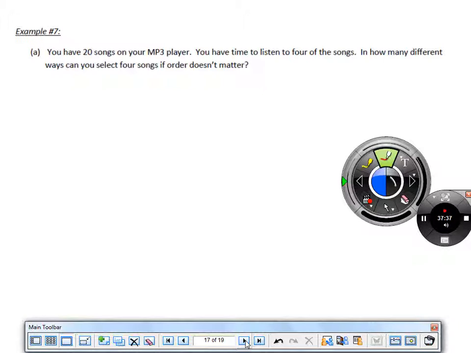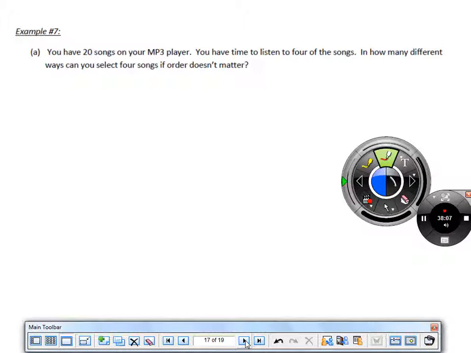Okay? So in this problem, you have 20 songs on your MP3 player. You have time to listen to 4 of the songs. In how many different ways can you select 4 songs if order doesn't matter? So this is going to be like, what 4 songs did you listen to? Not, what's the order of the 4 songs you listened to? Get the difference? So it's not about which song was first, second, third, and fourth. I just want to know, what 4 songs did you listen to today? Okay, so it's a group of 4. It doesn't matter which one you chose first, second, or third.